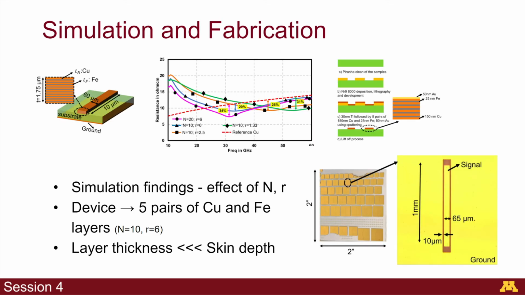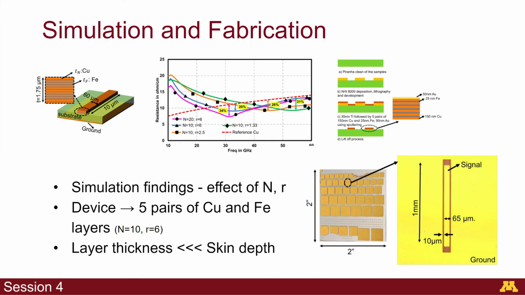The authors conceptualized a metaconductor made of layers of copper and iron. They performed simulations to determine the effect of two parameters. One, number of layers, and the second, ratio of layer thickness. Their simulations indicate that as the number of layers increase, the resistance decreases, and adjusting the ratio of copper to iron layer thickness allows them to target different frequencies.